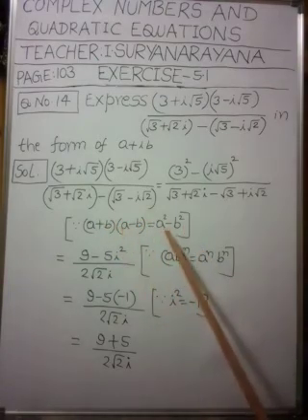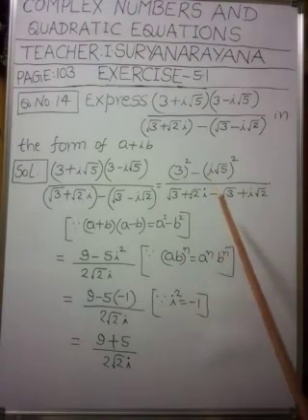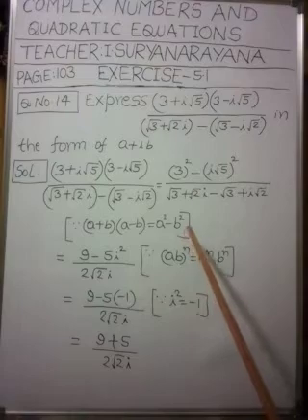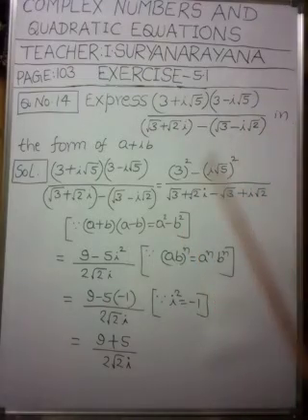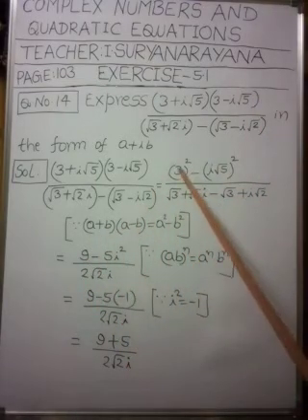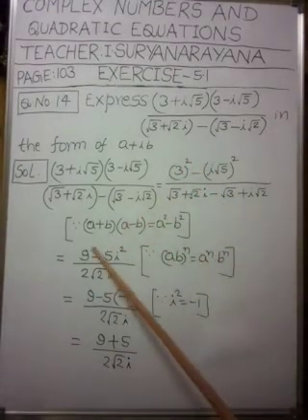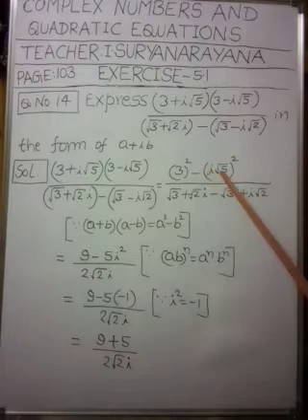We used this algebraic identity for the numerator. To get this step, we used this algebraic identity. Understood this step, my children? Right. That is equal to, now come to the numerator, 3 square. What is the value of 3 square? 9 minus i root 5 whole square.